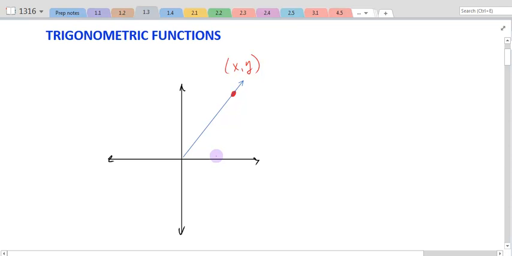I know that that line rotated from the x-axis some value theta. So I have rotation, I've got a point. I also know that this point is some measurable distance away from the origin along this line. We call this distance r.